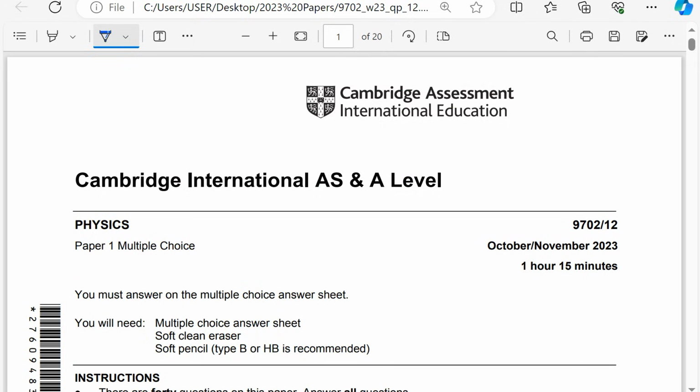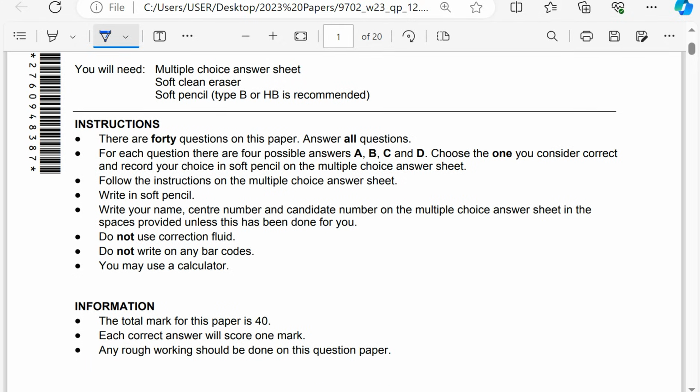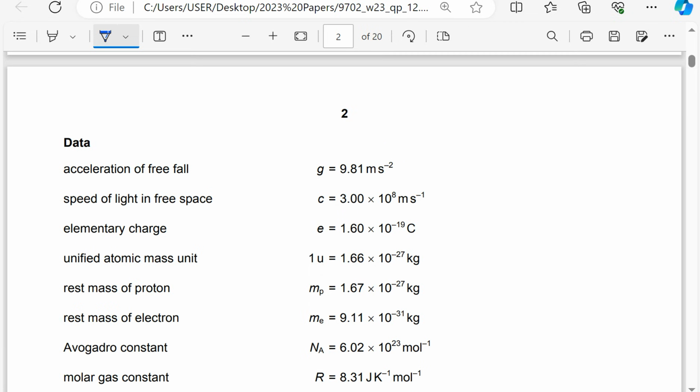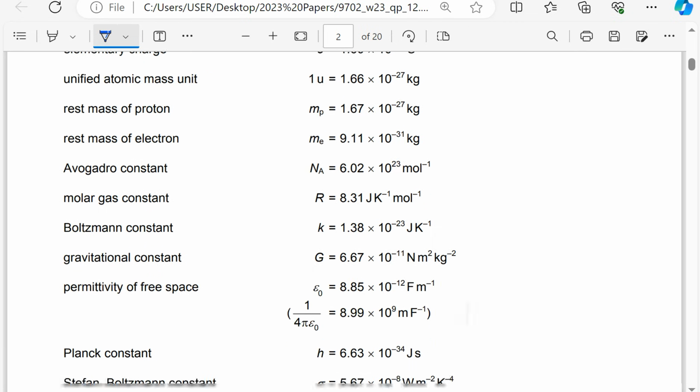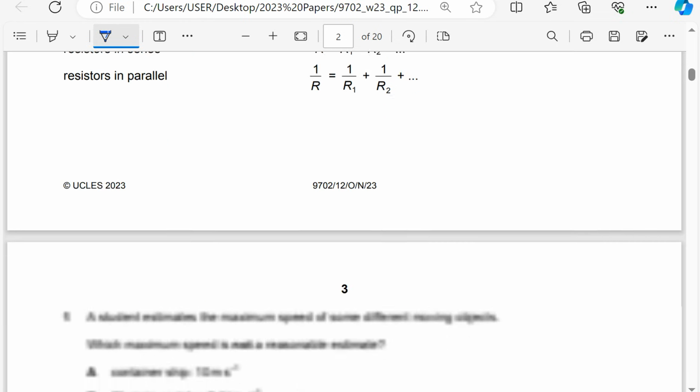So this is the question paper. It is component 1-2, 2023 October-November. The paper is 1 hour and 15 minutes. You can read through the instructions. The paper is 40 marks. You can go through the constants which are given. You can also check through the formula which are given.